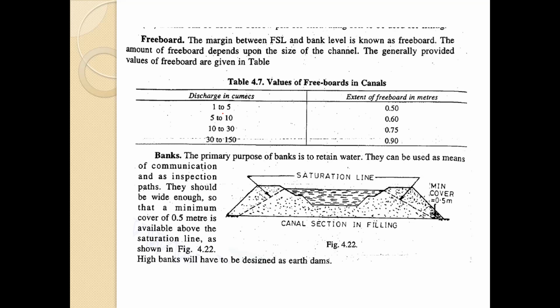Now the banks. The primary purpose of the bank is to retain the water. They can be used as a means of communication and as inspection paths. They should be wide enough so that a minimum cover of 0.5 meter is available above the saturation line, as we have shown in this figure. So this is the saturation line, and here we have to provide this 0.5 meter cover. So high banks will have to be designed as an earth dam.